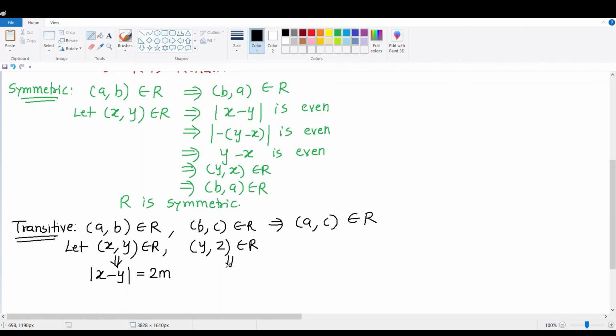And since (y, z) belongs to R, I can say that |y minus z| must be equal to some other constant, so 2 times n.